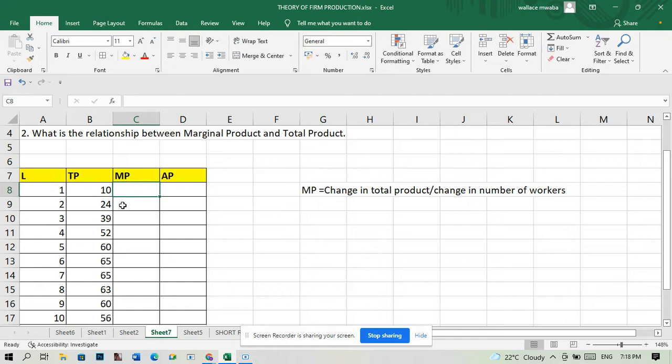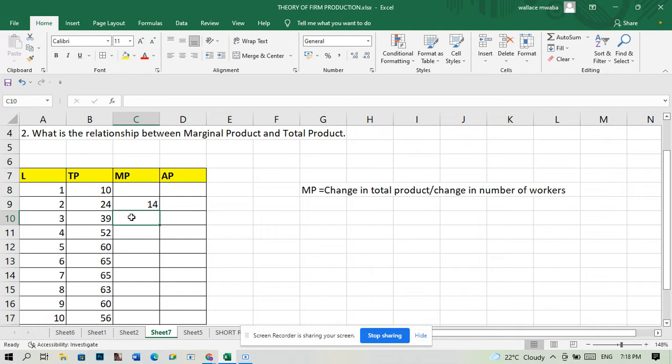Now we go to the second worker. Since it's change in total product, we say 24 minus 10, we get 14. So by hiring a second worker, we're able to produce 14 more units. Remember, marginal product is the additional output by hiring one more worker.